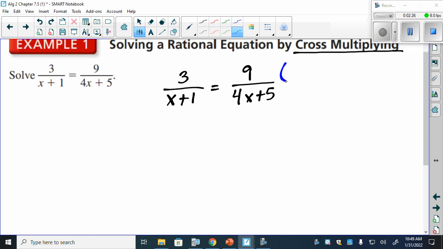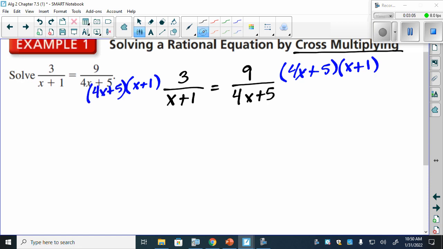So that would be 4x plus 5. Because if we multiply it by 4x plus 5, it would multiply by the numerator. And the numerator and denominator are the same, so they would simplify out. What would I need to multiply the 3 over x plus 1 by? X plus 1. But since we are talking about an equation, what I do to one side I have to do to the other. So for this side here, we'll have to multiply by x plus 1. And for the other, we have to multiply by 4x plus 5.